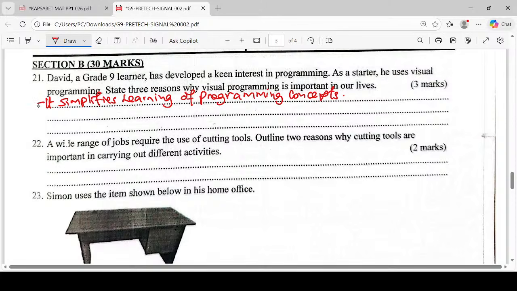Another thing, it's more interesting and enjoyable to use. You can also talk of it as it encourages creativity.